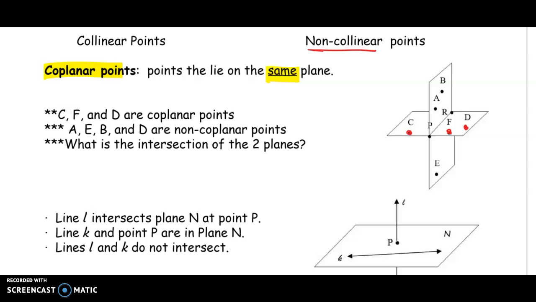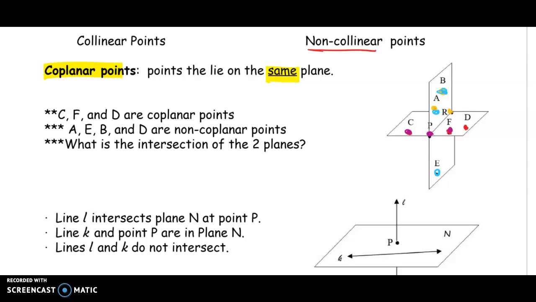And really, you're going to think of any points that are on the exact same plane. So you could say C, P, and F are coplanar. You could say B, A, R are coplanar. You can even say B, A, E are coplanar points because they all lie on the same plane.